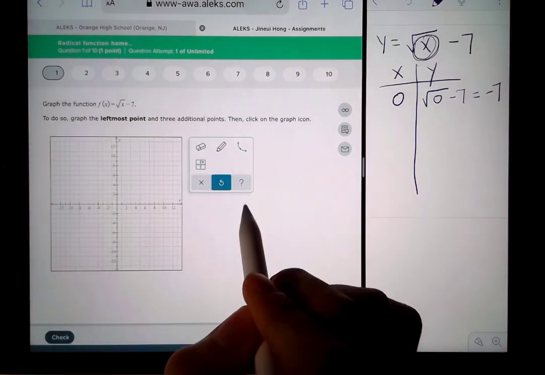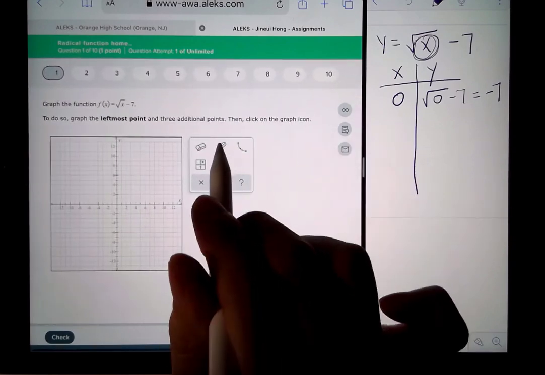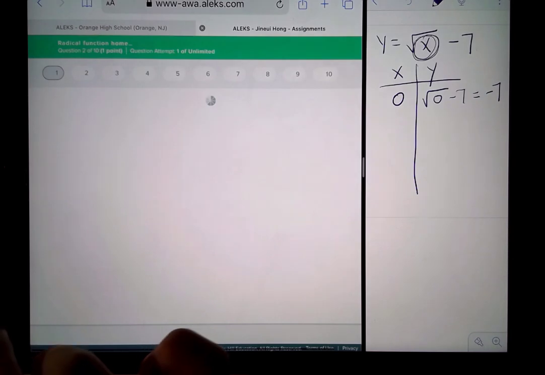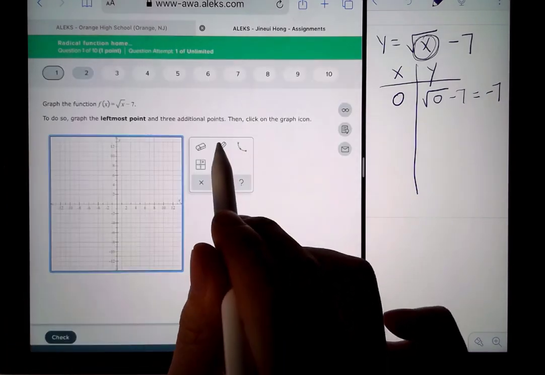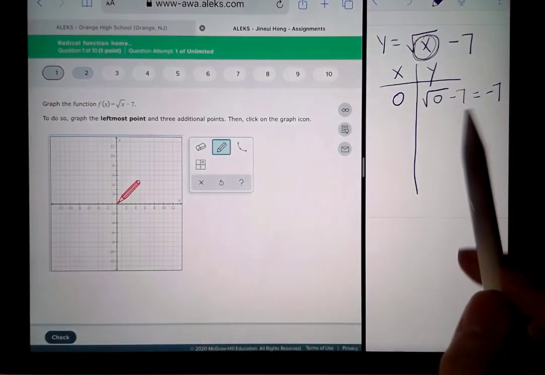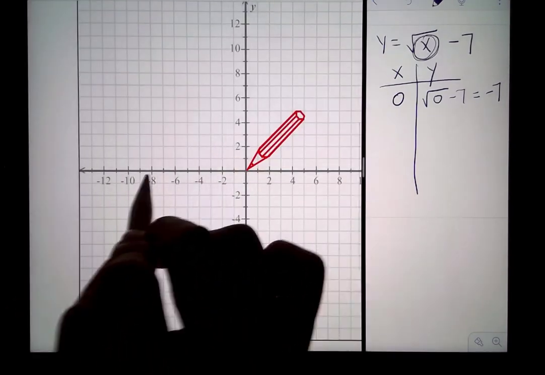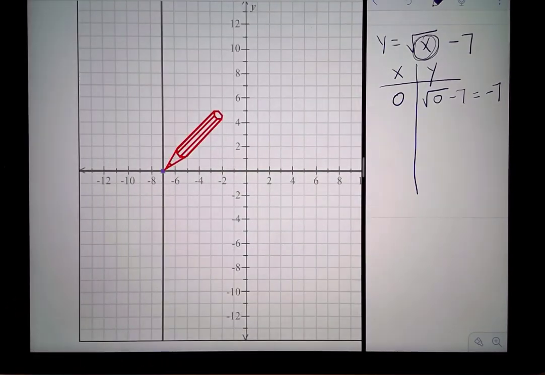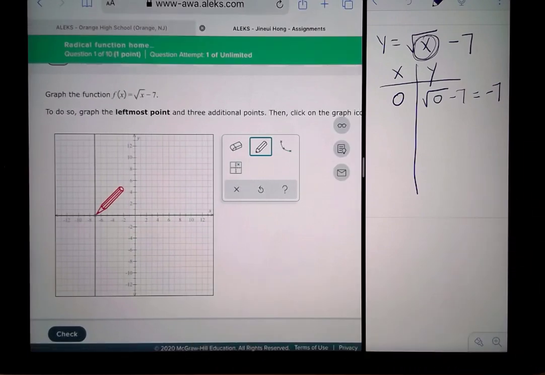So you click this one. Oops. I don't know what happened to that one. Again. Okay, so you go to 0, negative 7. I'm going to 0, negative 7 here. All right, and then you need to plot 4 different points, and then Alg will automatically graph the radical function. So we just got the first one, right? And then let's get the next one.